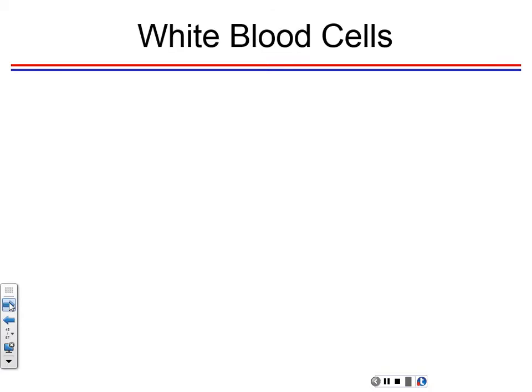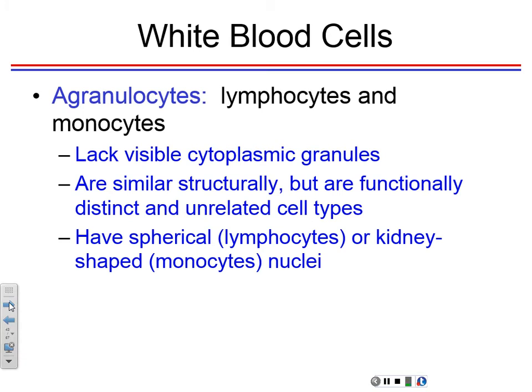All right, so agranulocytes, lymphocytes, like the B cells, produce antibodies. They lack visible cytoplasmic granules, similar structurally but very different functionally. They have a spherical nucleus. In effect, the lymphocytes have a very thin ring of cytoplasm. The whole cell is almost all nucleus. And then the monocytes have a kidney-shaped nucleus and are the largest white blood cells.